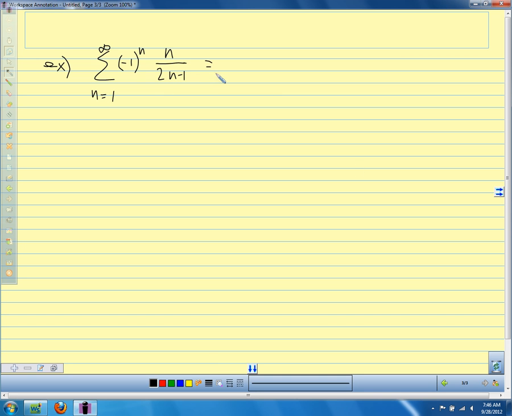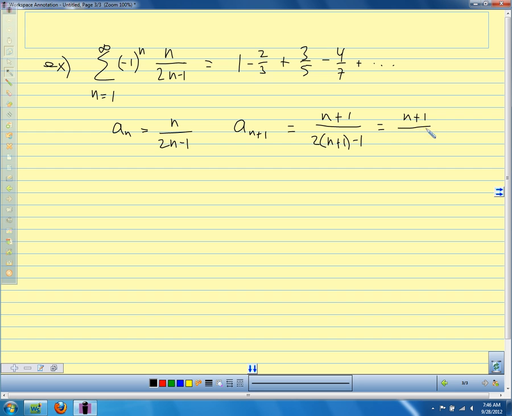And a couple of terms of our series: 1 minus 2/3 plus 3/5 minus 4/7 plus etc. etc. So there's our series this time. So our a sub n, we're just looking at this positive part. A sub n is going to be n over 2n minus 1, and we need to compare that with a sub n plus 1. So I get n plus 1 over 2 times n plus 1 minus 1, or n plus 1 over 2n plus 1.